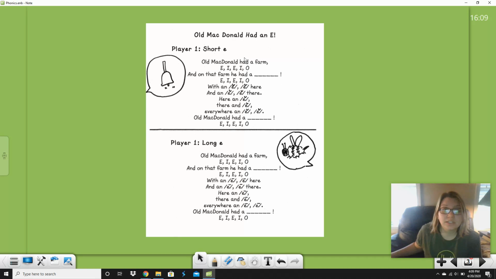So this first one, let's look, what is this? It's a bell. So what sound is that going to have in the middle? Say b, eh, l. Yeah, it has eh. All right, here we go. You can sing with me.